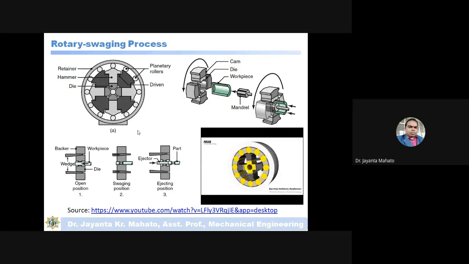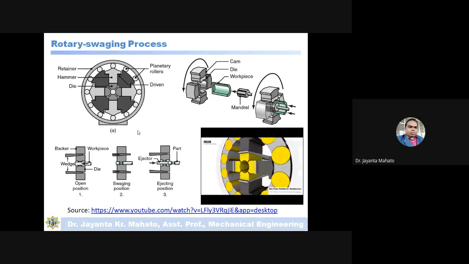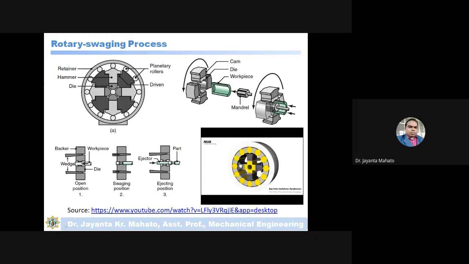Second is the rotary swaging process. In this process there is a set of dies that can rotate like this. I call this the rotary process. This die system will rotate like this.